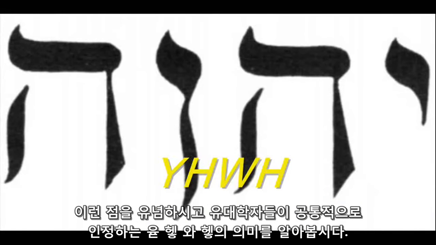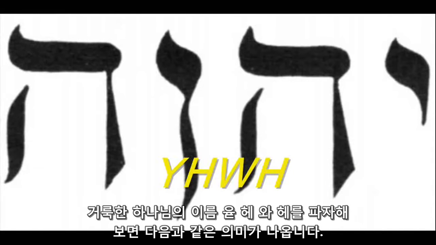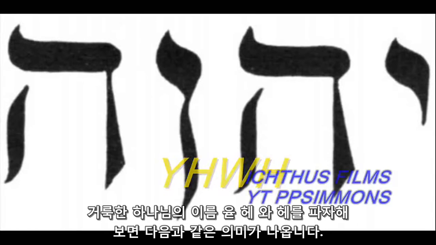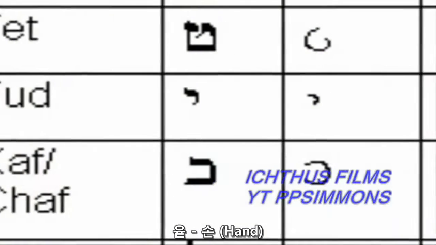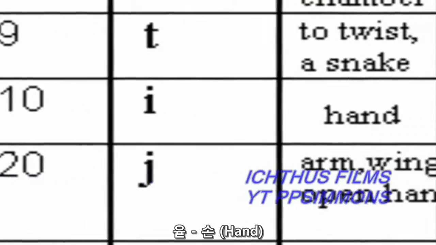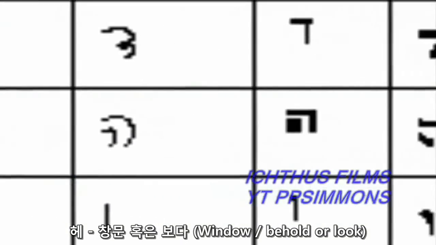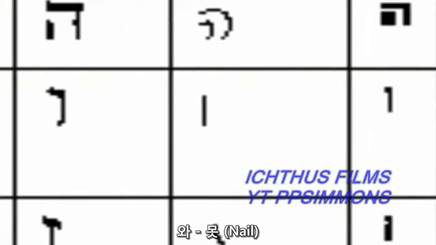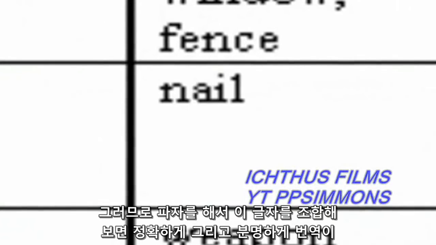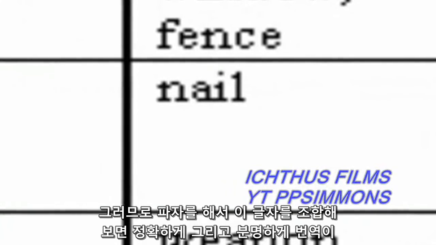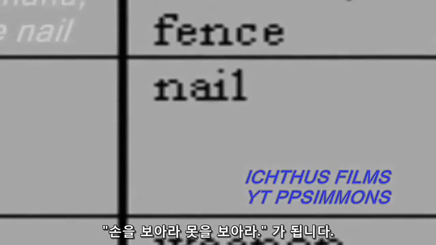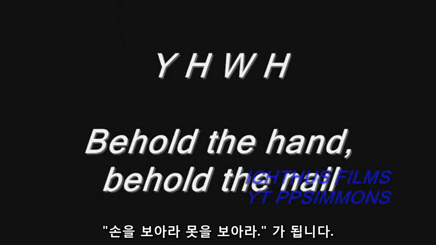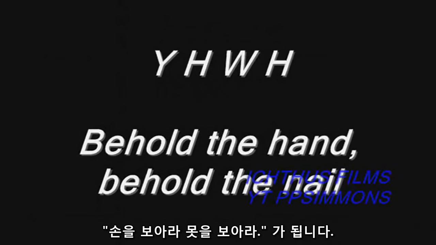scholars throughout the centuries, the translation of the letters Yud, He, Wah, He of the Holy Name of God, symbolically speaking, can accurately be translated as Yud, the hand, He, a window or the meaning, behold or look, and Wah, a nail. So, symbolically speaking, the combination of these letters can be accurately and most assuredly translated as Yud He Wah He, behold the hand, behold the nail.